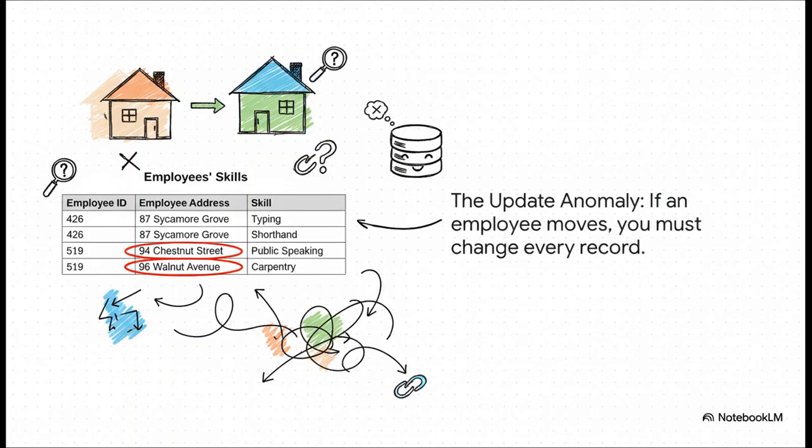Next up is the update anomaly. And this one is just a recipe for disaster. Take a look at employee 519. Let's say they move. To update their address, you have to find and change every single record where they appear. And what happens if you miss one? And let's be honest, it's so easy to miss one. Well, now your data is inconsistent. You have 2 different addresses for the same person. You can't trust it anymore.